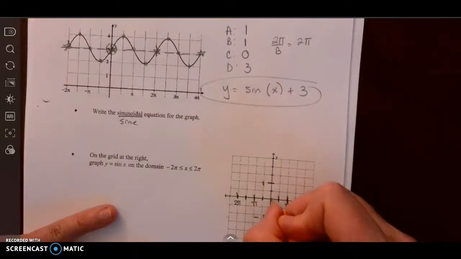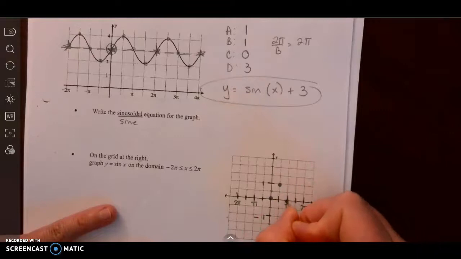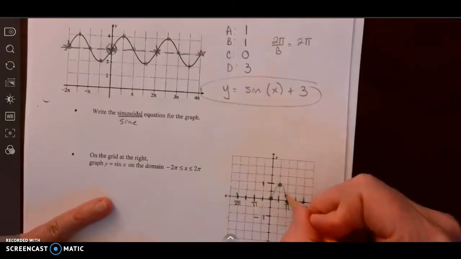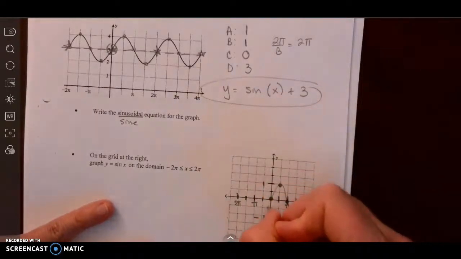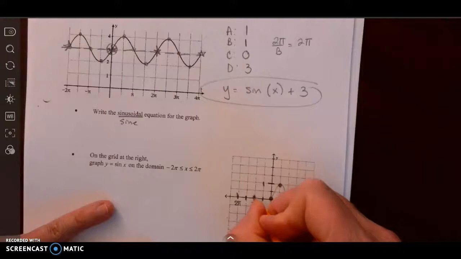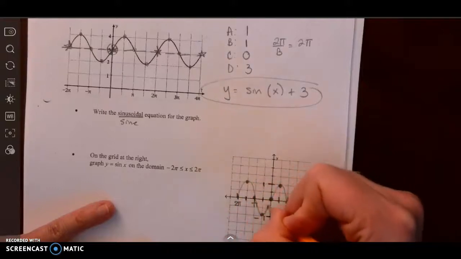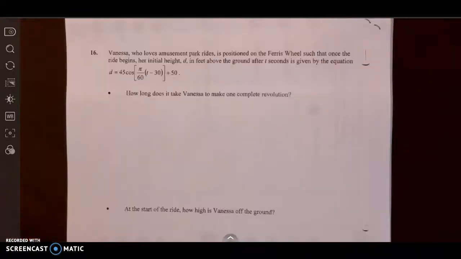Sine, I know, starts at 0, 0 and goes up, comes back down. I feel like I've drawn sine enough or seen it enough that I know that. Going the other way, goes down and back up. And this last question I'll do on the next video.